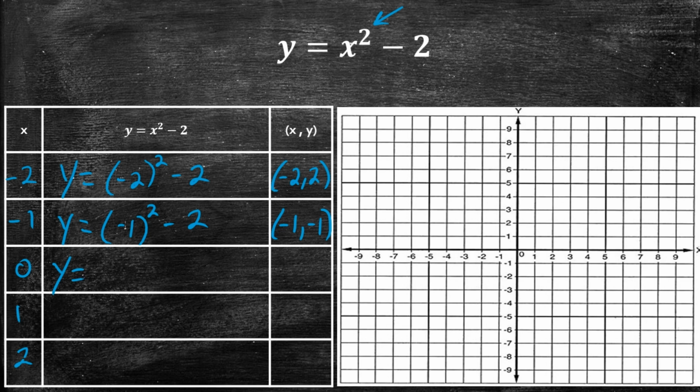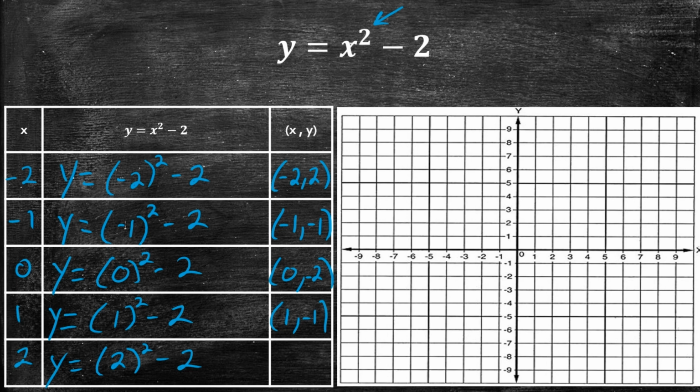Next up, 0. Y is equal to 0 squared minus 2. 0 squared is 0. 0 minus 2 is negative 2. We are going to have 0 comma negative 2. Next, x equals 1. Y is equal to 1 squared minus 2. 1 squared is 1. 1 minus 2 is negative 1. We are going to have 1 comma negative 1. And last up to bat, x equals 2. So we have 2 squared minus 2. 2 squared is 4. 4 minus 2 is 2. We will have 2 comma 2.